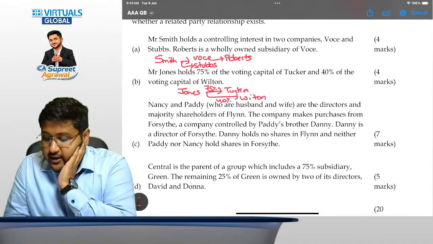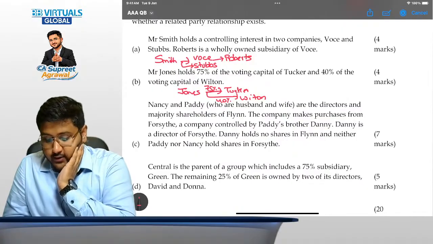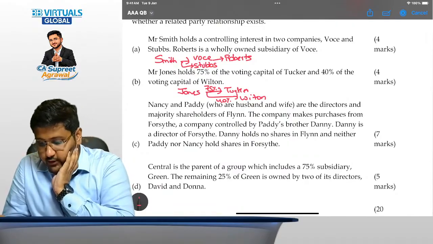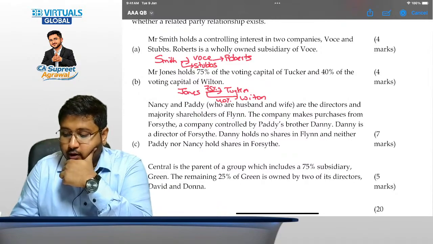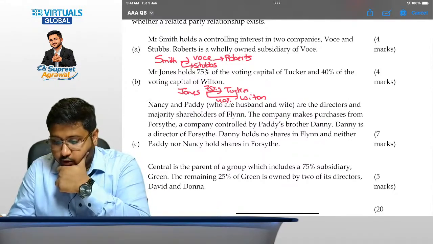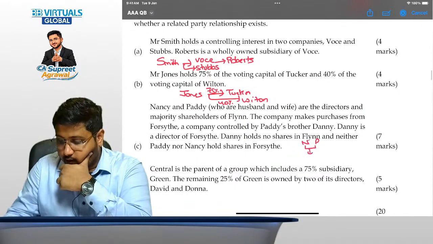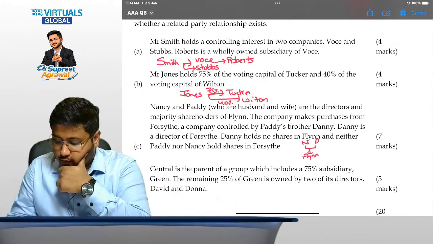Now question number C. Neither Paddy nor Nancy holds shares in Forsyth. Okay, so let's try to understand the whole case. Nancy and Paddy, who are husband and wife, are the directors and majority shareholders of Flynn. The company makes purchases from Forsyth.